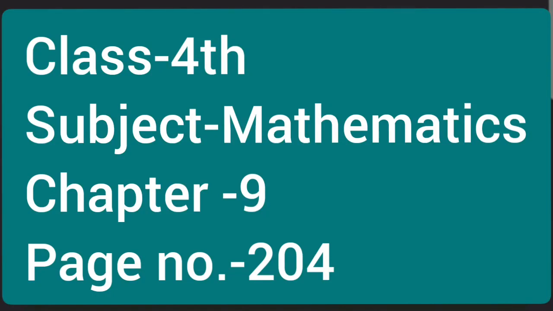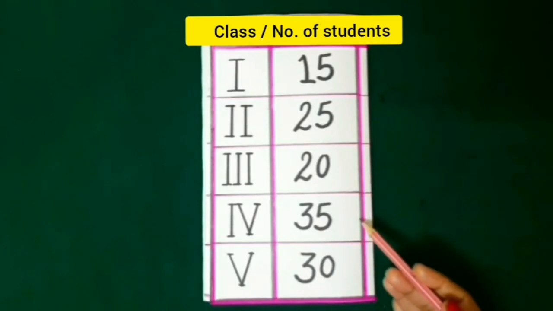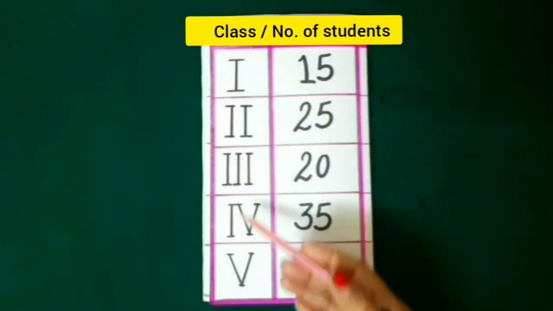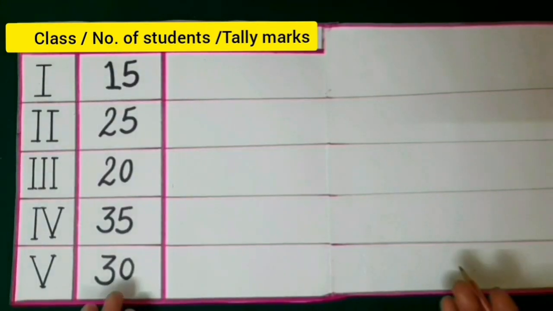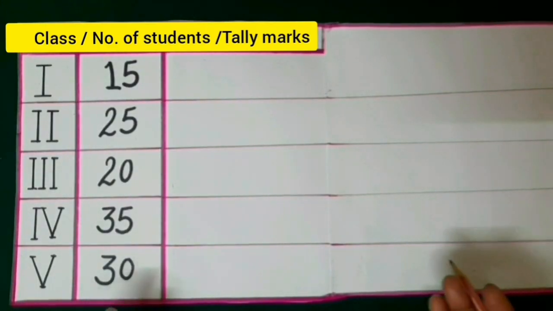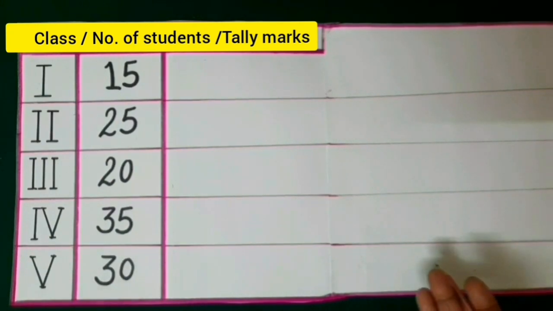Good morning, dear students. In class 4th, subject mathematics, from chapter number 9, today we will represent the given data by using tally marks, pictograph and bar graph. So let's start. Students, in this table, the number of students in classes 1st to 5th are given. Now let us represent the number of students with the help of matchsticks using tally marks.